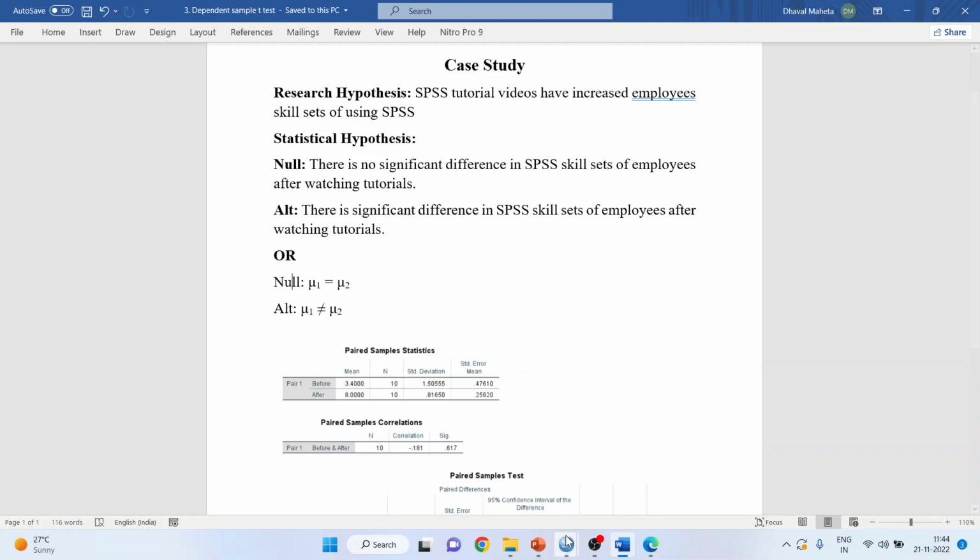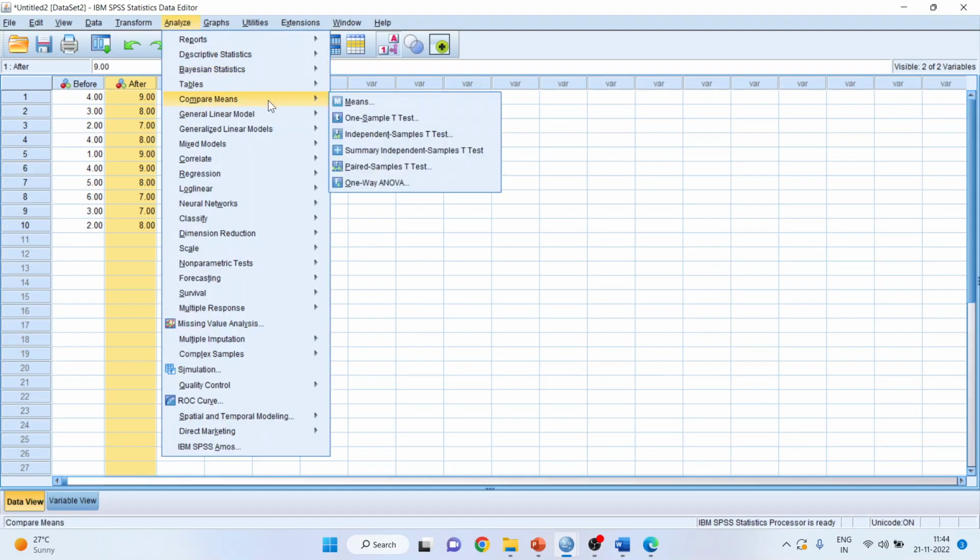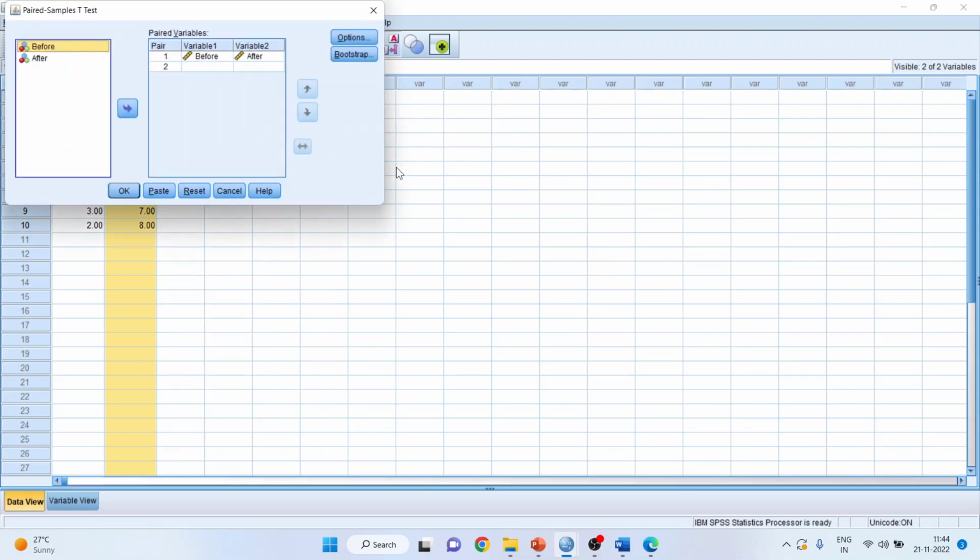Now how to run this test? Let's see in SPSS. We'll go to Analyze, Compare Means, and we'll be running Paired Samples t-test. It is also known as dependent sample t-test. Click on it. Press Reset. Before, transfer it. After, transfer it. So is there any significant difference before and after the treatment? The treatment here is watching the videos.